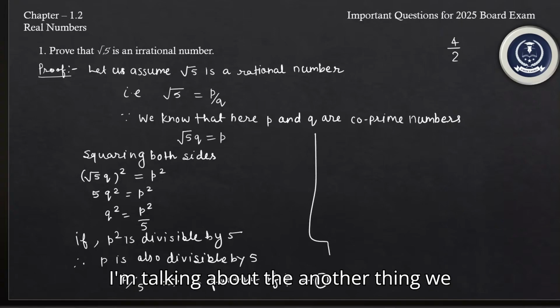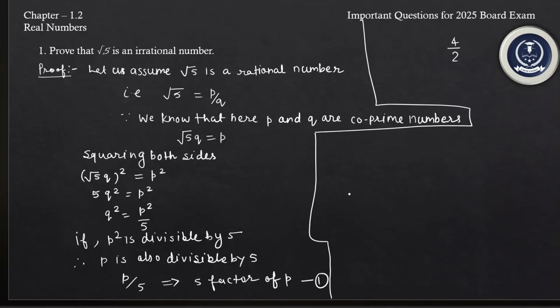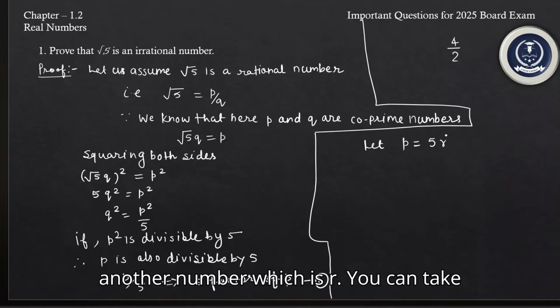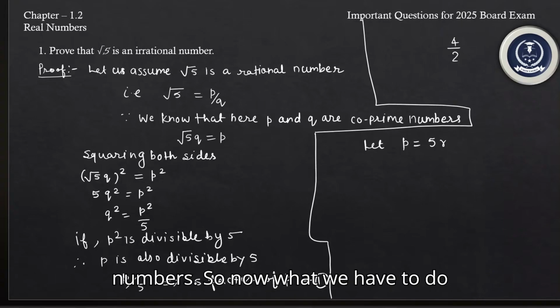Now I'm talking about another thing. We have to take another case, okay? So I'm writing it down here in the short space. I'm saying let p equal 5r. Here I'm taking another number, which is r. You can take it as integers or co-prime numbers, okay?